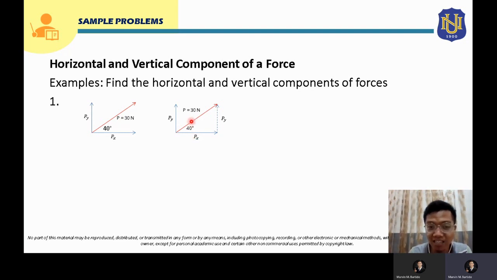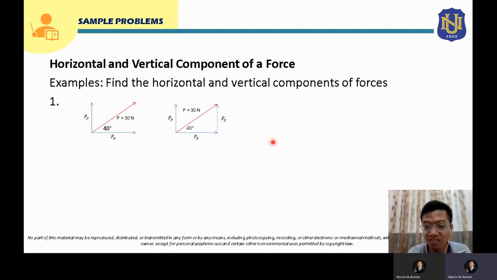Okay, so again, if your angle is here, your adjacent side will be your Px, and your opposite side will be the vertical component of the force, which is Py. So from this triangle, we can actually solve for Px and Py. Since this is a right triangle, we can use SOHCAHTOA.